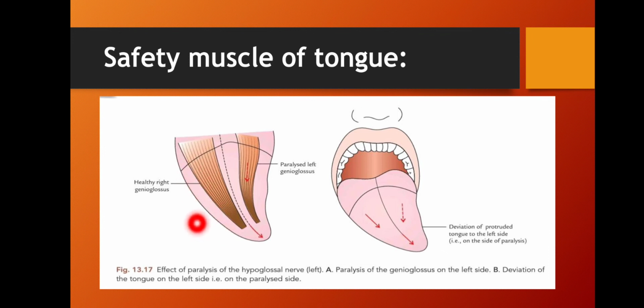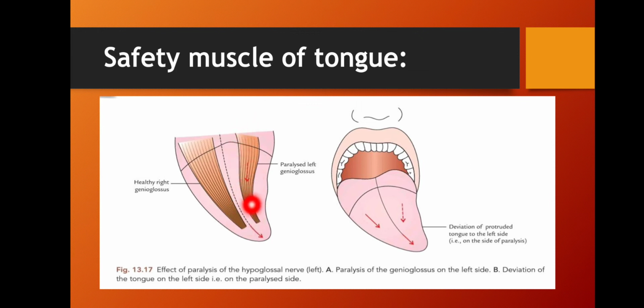If these muscles are paralyzed, the tongue will fall back into the oropharynx and obstruct the air passage, causing choking and death. So this is the importance of the genioglossus muscle.